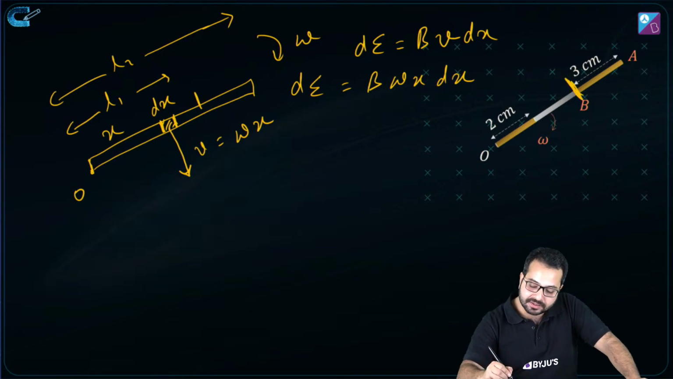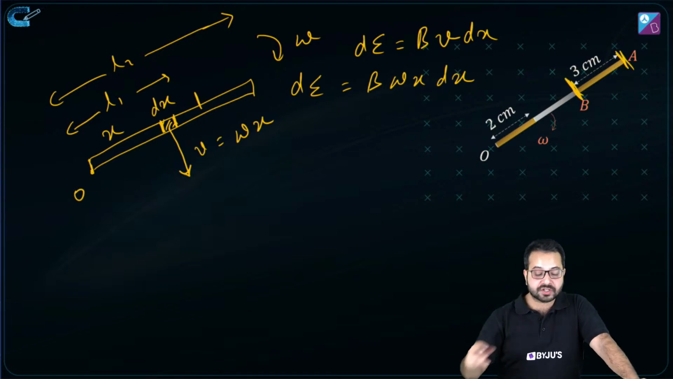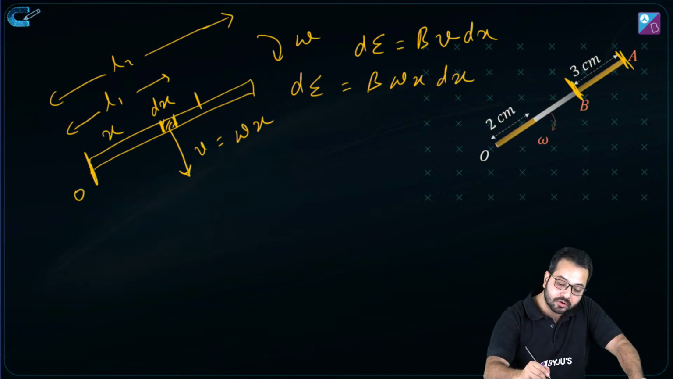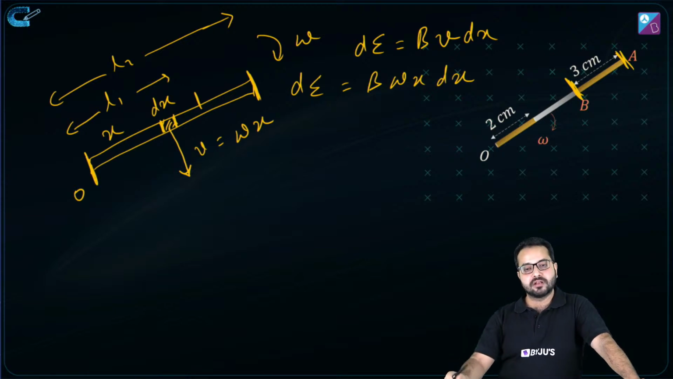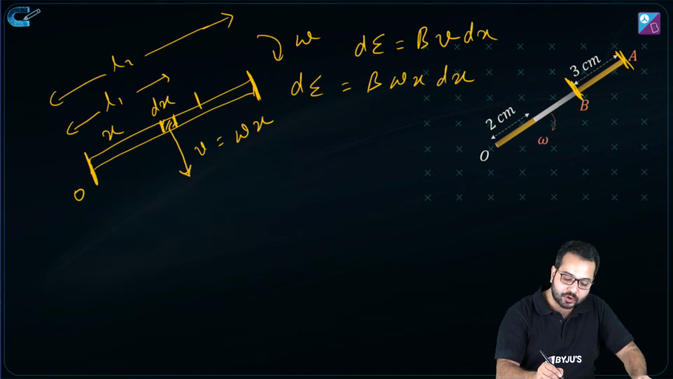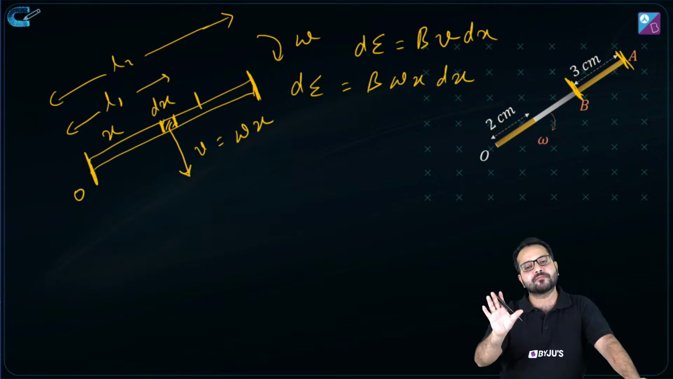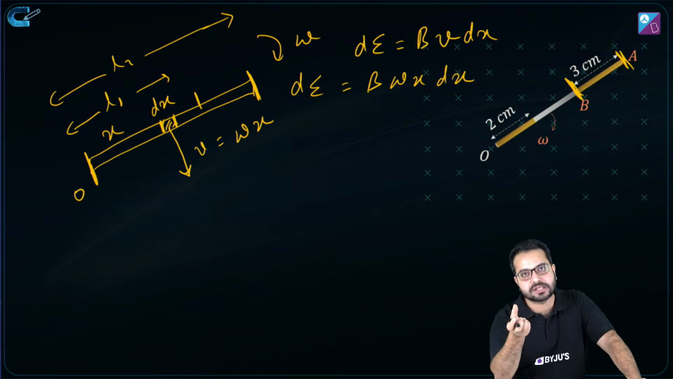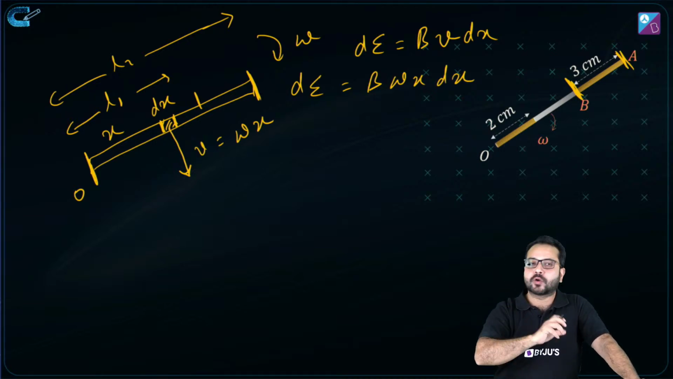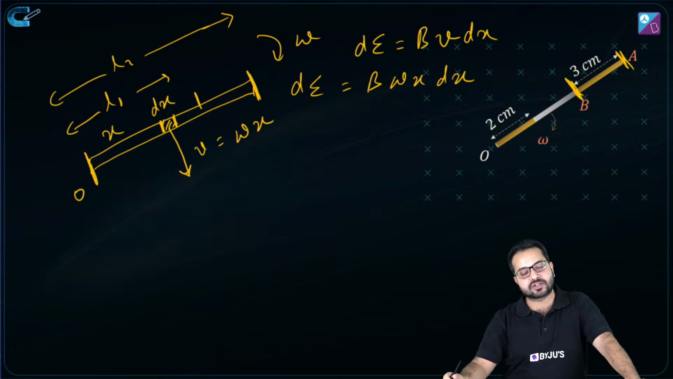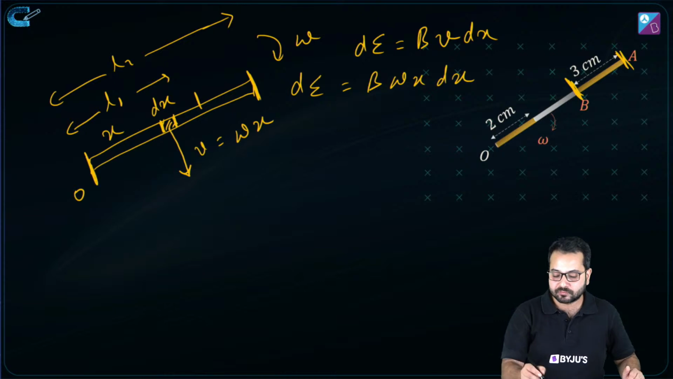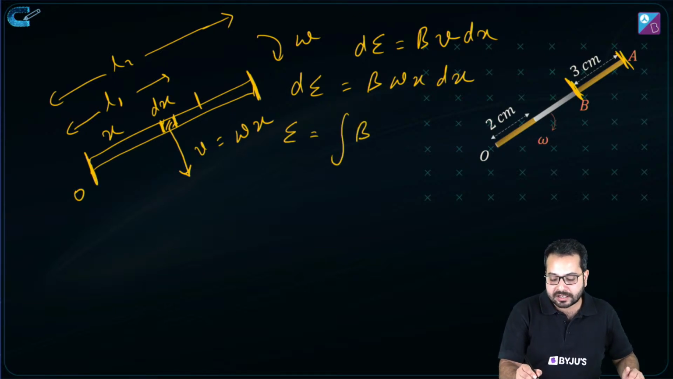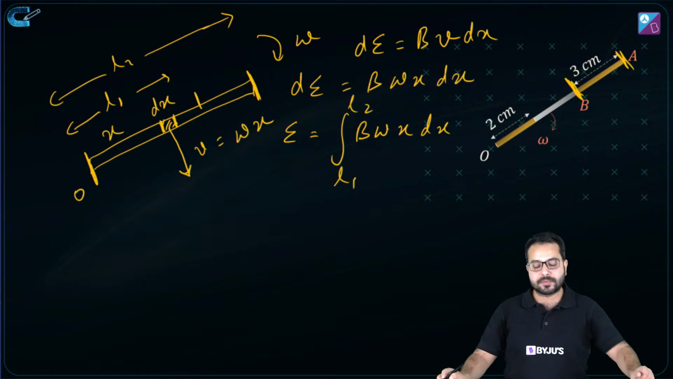This is L1 and this is L2. If the question was to find the EMF induced between point O and this point, then the limit of integration would have gone from 0 to L. But in this situation, the limit of integration is going to go from L1 to L2. Is that clear? So depending on between what points the EMF is required, you can find out the limit of integration. So the net EMF is going to be the integration of B omega x dx, from L1 to L2.